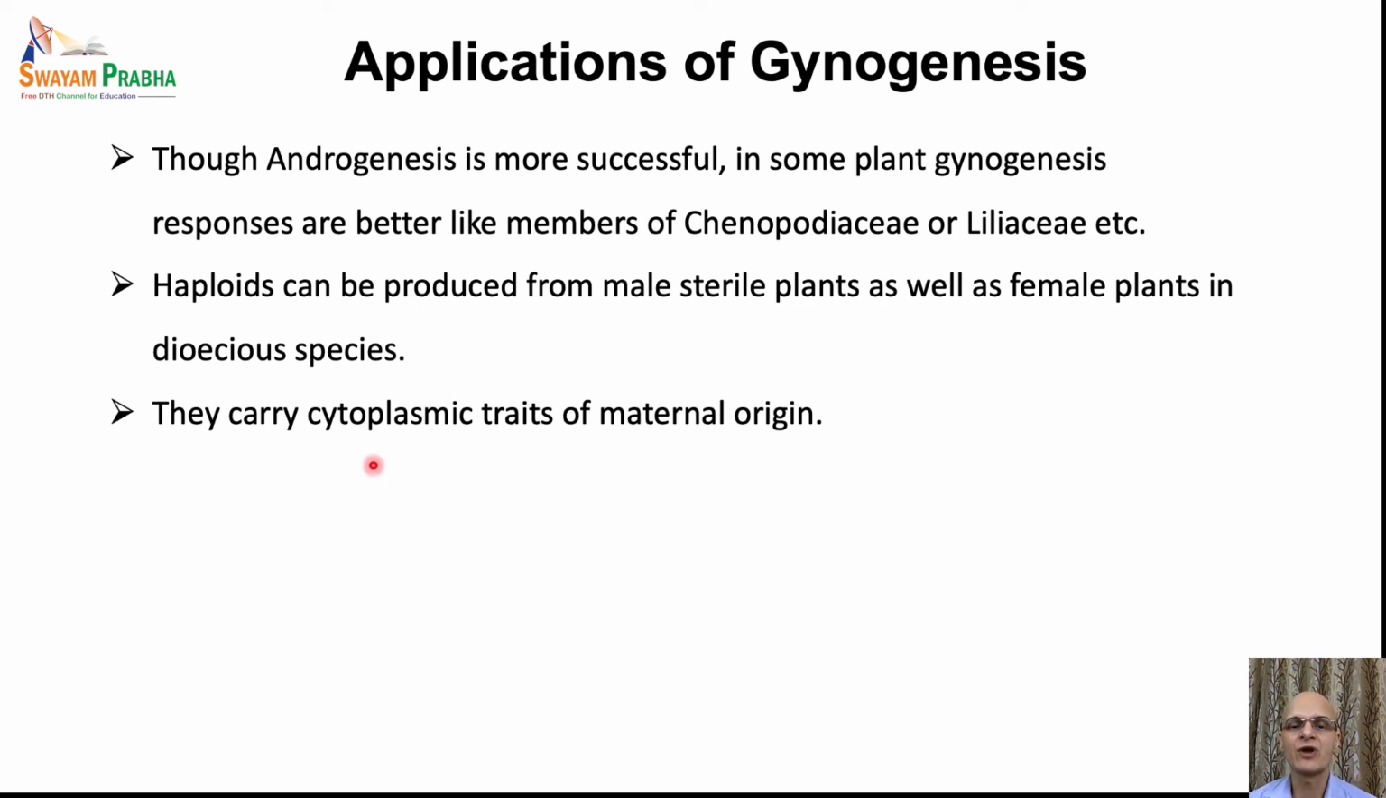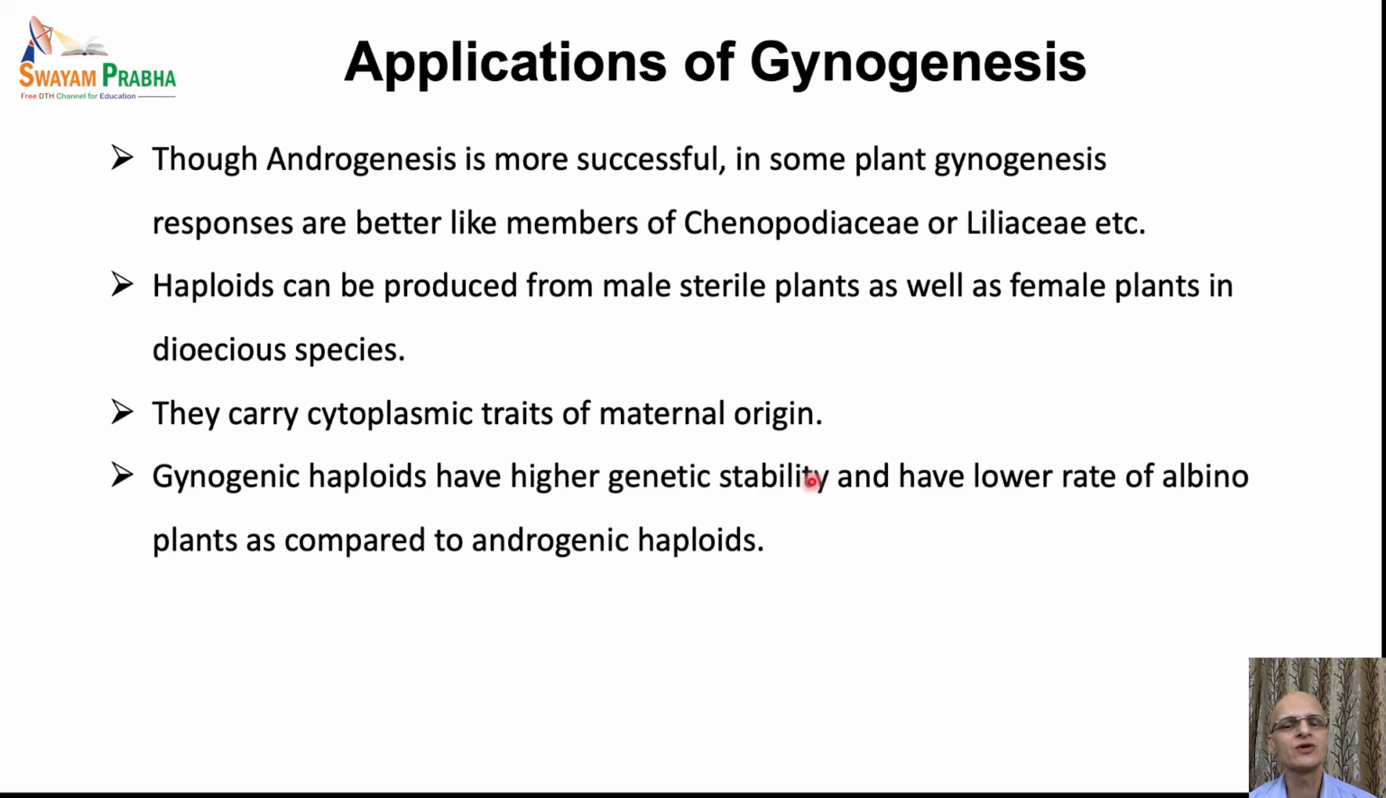Gynogenic haploids carry the cytoplasmic traits of maternal origin and therefore are useful for maternally inherited traits too. Though the frequency of gynogenic plants that reach maturity is very low, these plants have higher genetic stability. Also, the rate of albino production is very low in gynogenic haploids as compared to androgenesis.